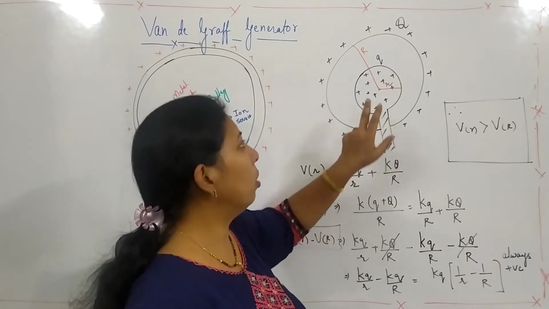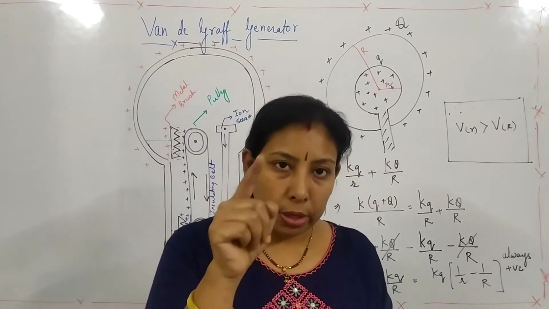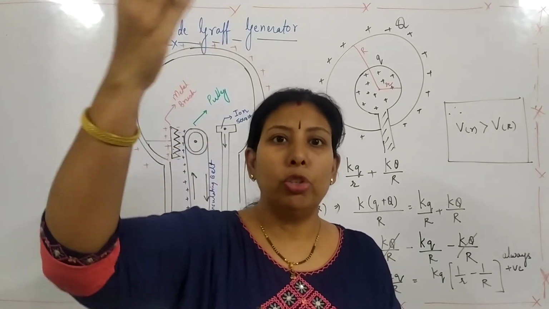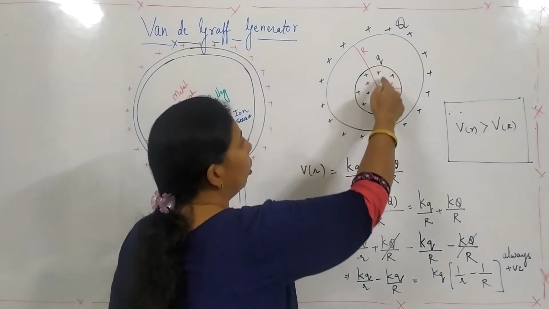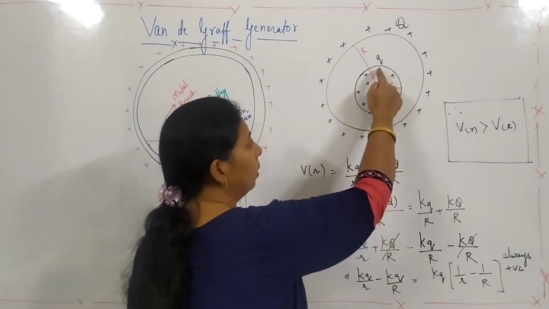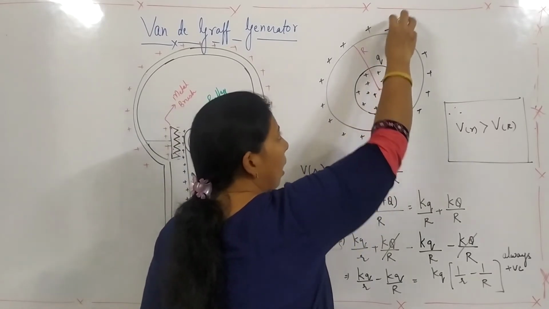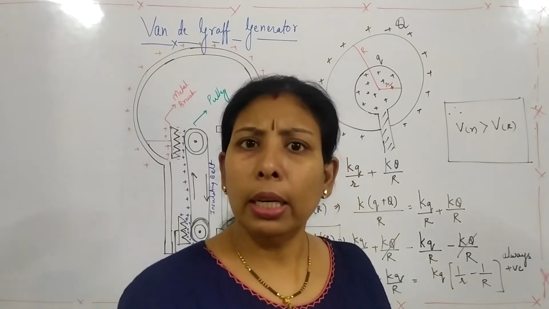Now what is the potential on the inner sphere? The potential on the inner sphere will be because of two things. First, its own charge and the potential that is on the outer sphere also, right? So this is kq upon small r. K small q upon small r because of this, and the potential on the outer sphere is K capital Q upon capital R, conducting sphere.